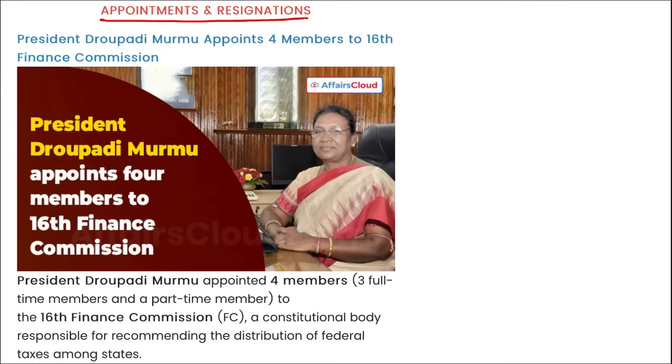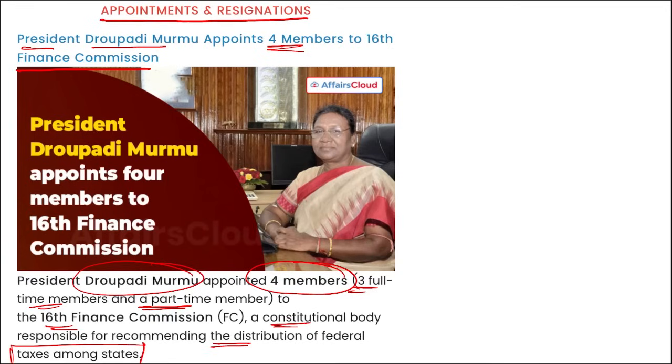Next is appointments and resignations. President of India Draupadi Murmu ma'am appointed 4 members to the 16-member Finance Commission. I repeat, Draupadi Murmu ma'am appointed 4 members, 3 full-time members and 1 part-time member, to the 16th Finance Commission, that is a constitutional body responsible for recommending the distribution of federal taxes among states. Right? Then remember the 4 individuals here are Ajay Narayan Jha, Annie George Mathew, Niranjan Rajadhyaksha, and Soumya Kanti Ghosh. These are the 4 members that have been recently appointed to the 16th Finance Commission. Correct?